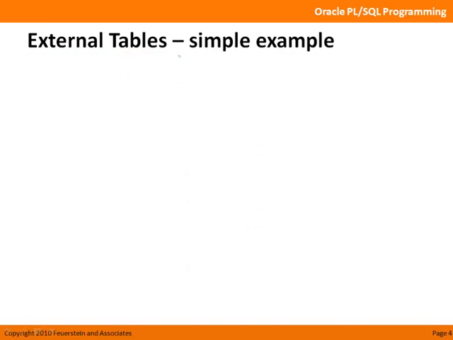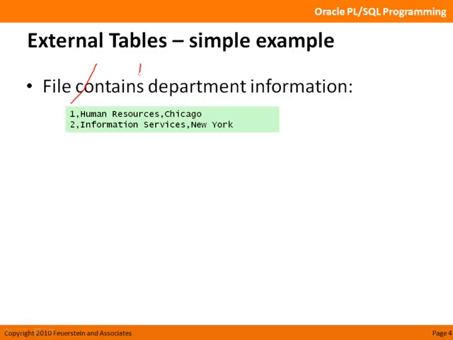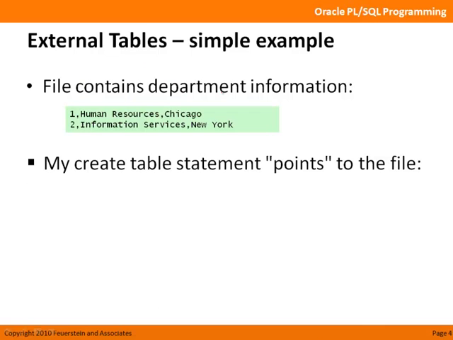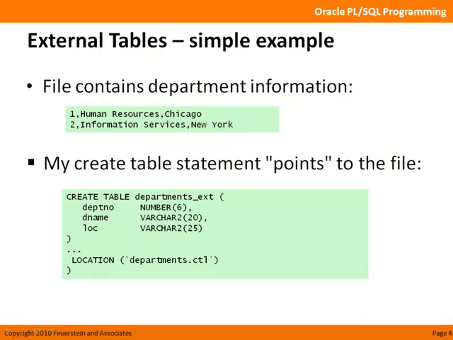So let's start off with a simple example. My file contains department information. So human resources, information services, notice the department ID, the name of the department, and the location of the department. So that's my control file of data. I'm going to create a table that points to the file, specifying my location for the file, and then I can read the contents. So again, I'm going to drive this through demonstration, not so much through detailed explanation of the syntax.